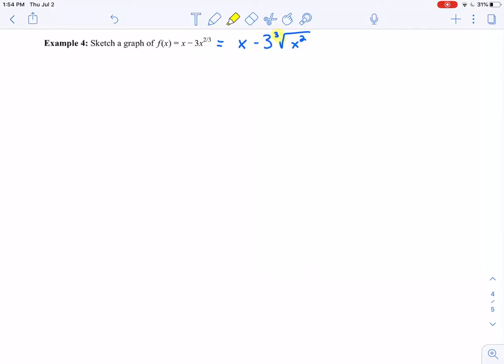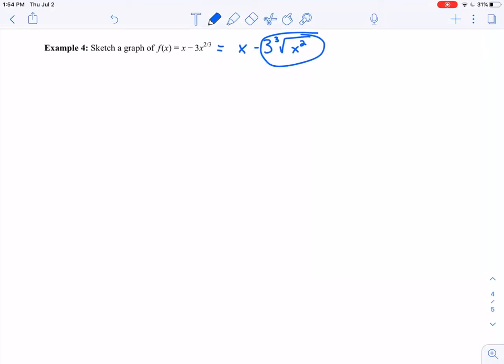As soon as we see this cubed root right here, we know that the cubed root function is continuous so long as the part that's inside, which is x squared, is continuous. Well, x squared is continuous everywhere, which means that the whole cubed root function is going to be continuous everywhere. So the domain of this function is negative infinity to positive infinity. We're not going to have any issues with our domain here.